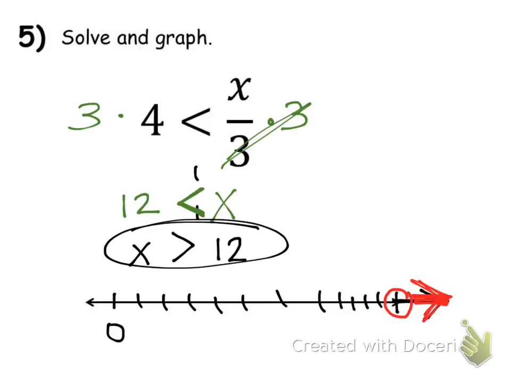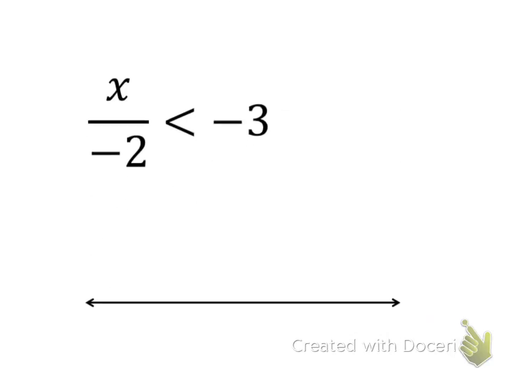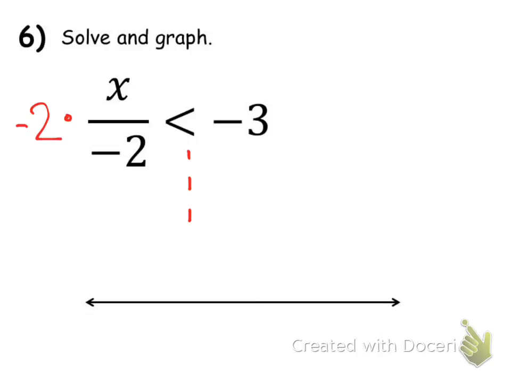Raise your hand if you have a question. Alright, let's look at number 6. What do I need to do to get the x by itself? Multiply both sides by what? -2. When you multiply by a negative, something should be going off in your head. What is your head telling you? Should be an alarm like ding, ding, ding. Then what?